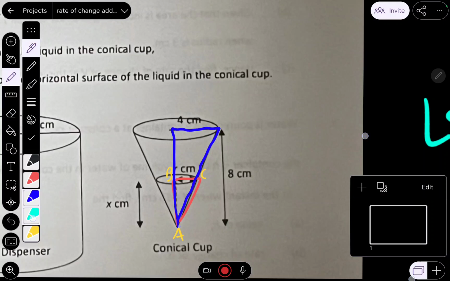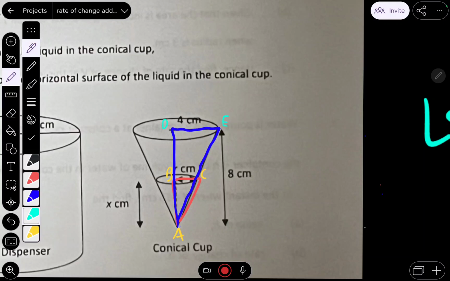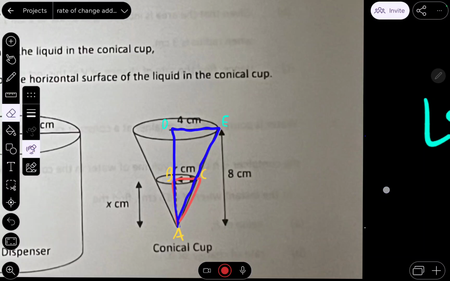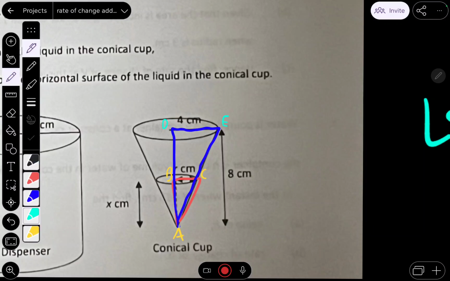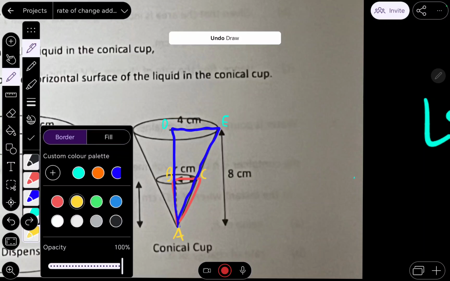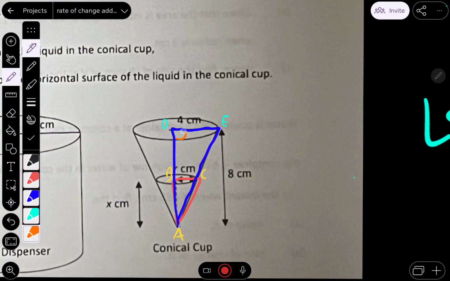D, E. Alright. So let's go. I will show you how. Can I say that this angle and this angle they are the same? Can I say so? This angle and this angle. Can I say that angle ABC equal to angle ADE? Can or not? Can. And what's the reason?